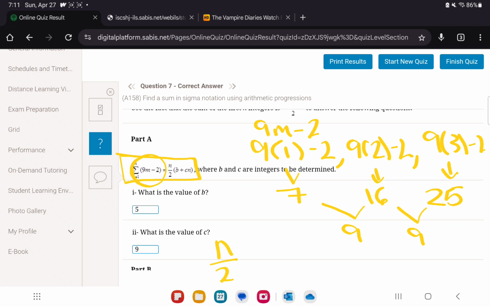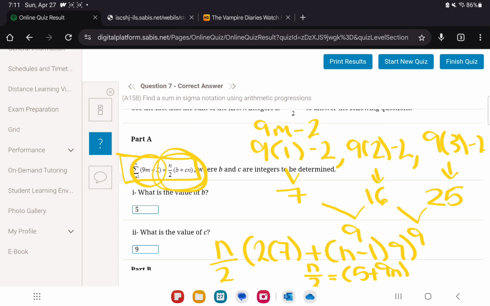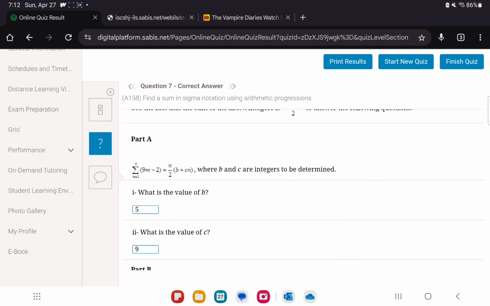So N over 2, we don't know N, times 2 times B, which is our first number, which we got is 7, okay, so 2 times 7, plus N minus 1 times D, which is the difference, which is 9. Okay, so when we do all that, we get N over 2 times 5 plus 9N. Doesn't this kind of look like here? That means our values B is 5 and C is 9, and that's part A.